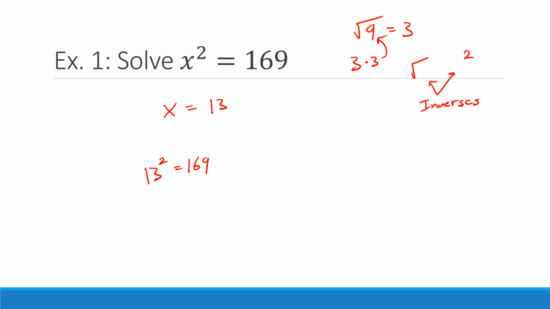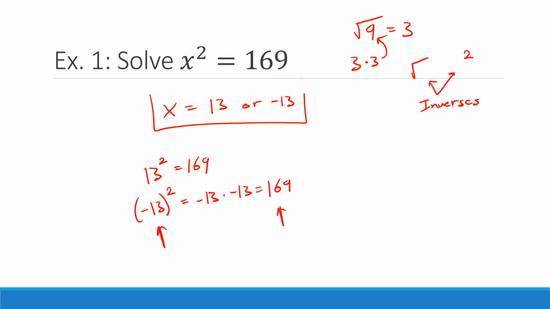Except, isn't there something else that I can square to get 169? Think about it for a second. Isn't there another number? I wonder if you thought about negative 13. If I square negative 13 times negative 13, those negatives are going to cancel and I'm going to get positive 169. So not only does x equal 13, x could also equal negative 13. And it makes sense because when you plug it into the equation, you do indeed get 169.